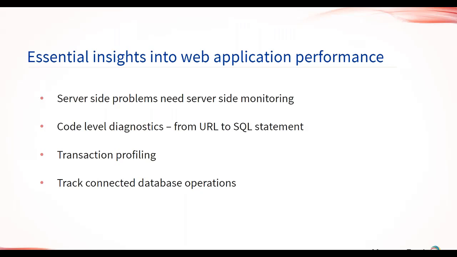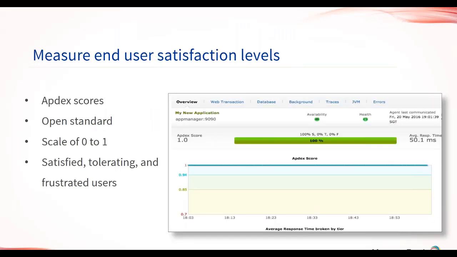So going forward, how do we measure end user satisfaction levels, or what metric do we use to gauge how happy your customers or users are with respect to your application performance? The metric used here is the AppDex score, which is an industry-wide open standard that ranges from 0 to 1. And this could be a very clear indication of how optimal the application performance is.